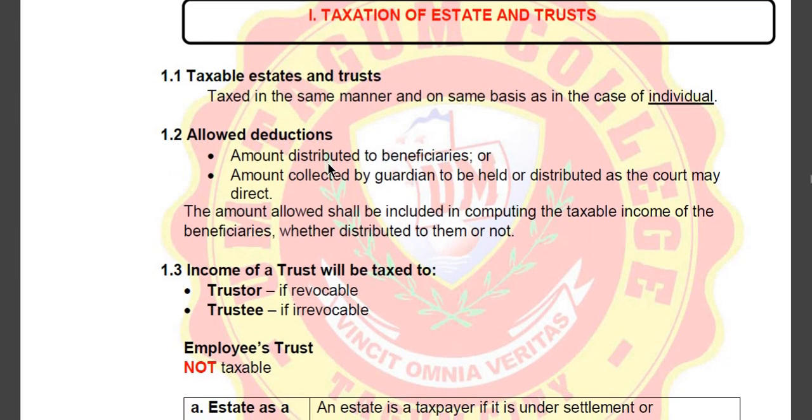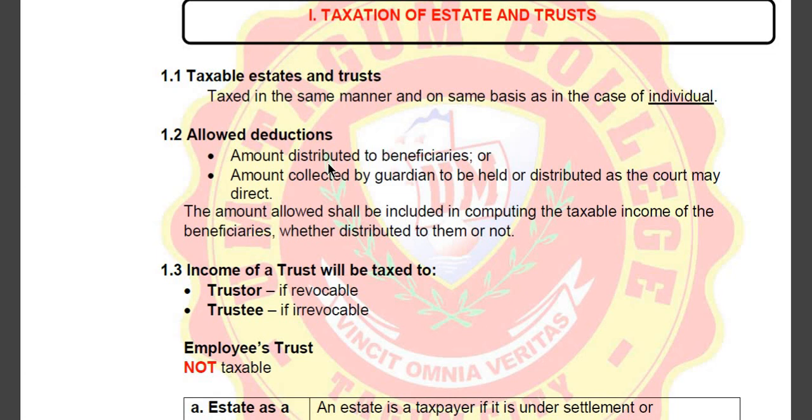Now, taxable estates and trusts. They are taxed in the same manner and on the same basis as in the case of individuals. So, again, the income of estates and trusts will be taxed on the same basis as in the case of an individual taxpayer. So, they follow the same rule, particularly in using the graduated tax table under Section 24A of the Tax Code.